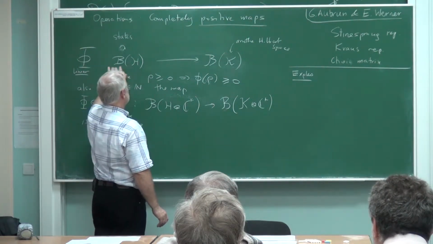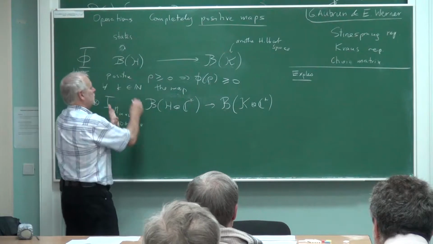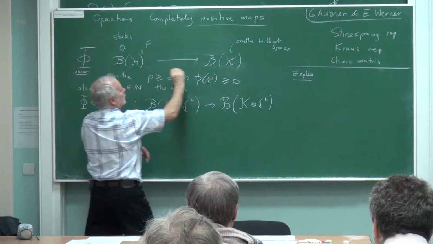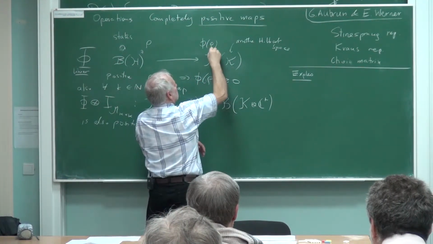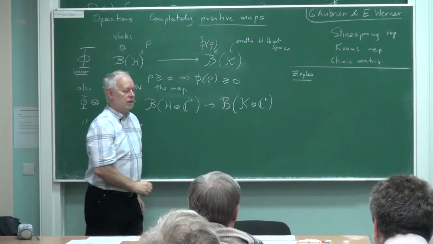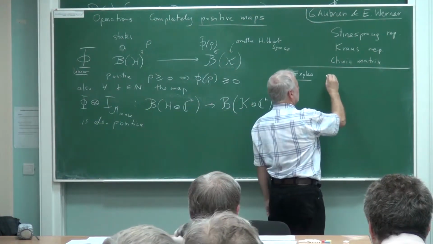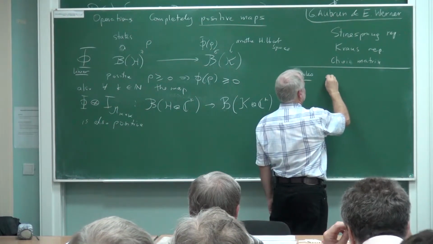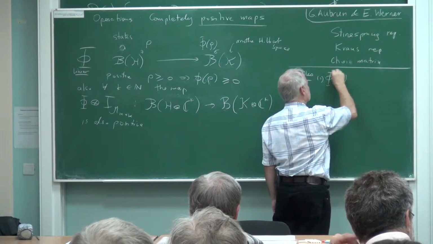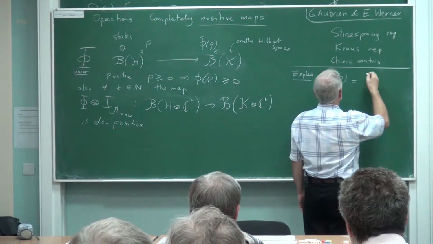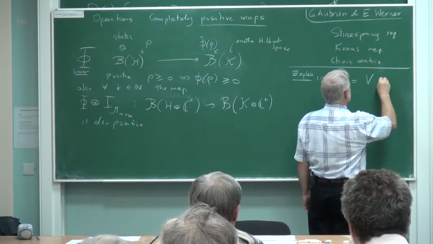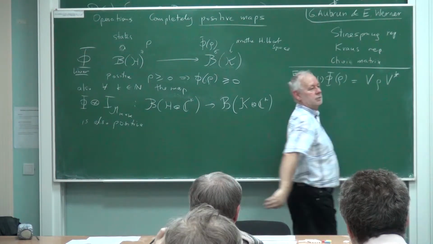Remember, those things here are matrices. Here is a matrix rho, and this is phi of rho, which is another matrix. So one example is the following: phi of rho equals, let's say, V rho V conjugate.